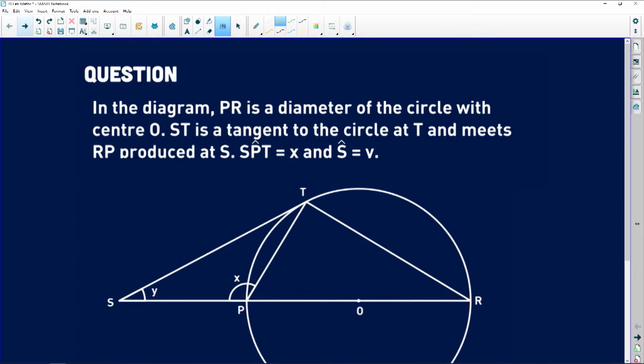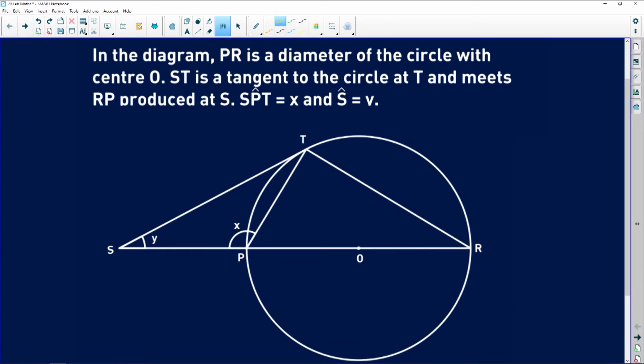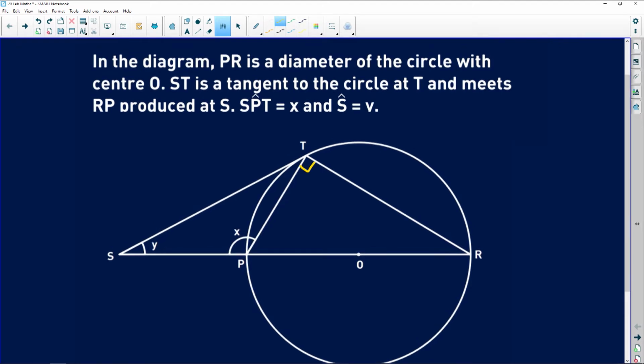Let's take a look. First question says, in the diagram, PR is a diameter of the circle with center O. Okay, before we go any further, if PR is a diameter, we know that that diameter subtends a 90-degree angle in the circumference. You should know that immediately.